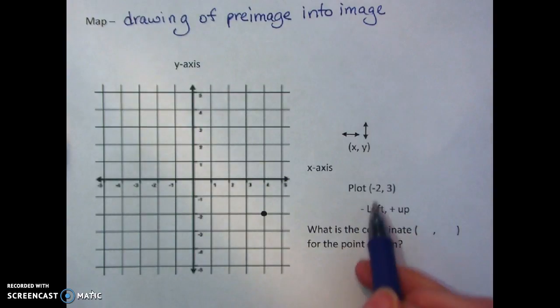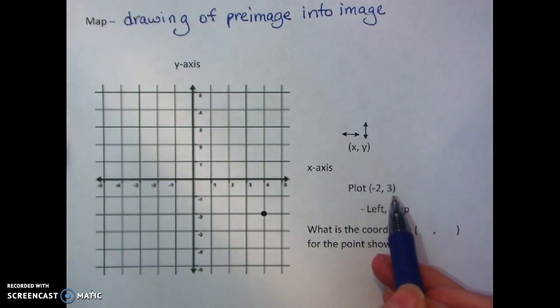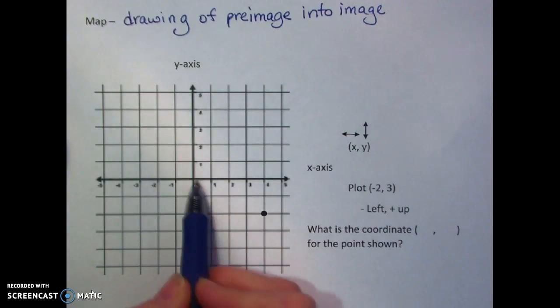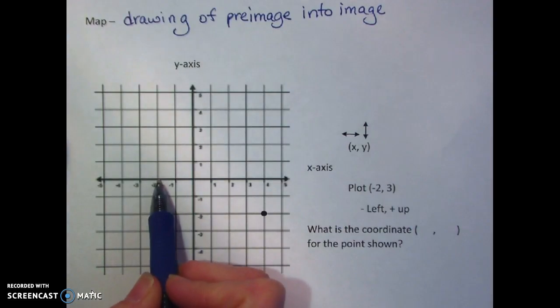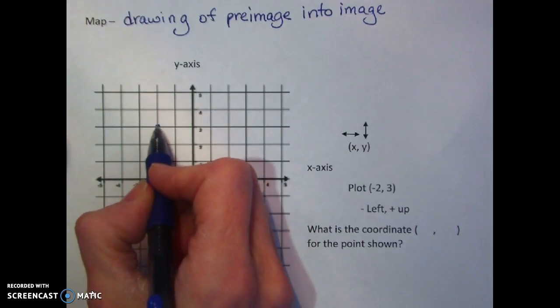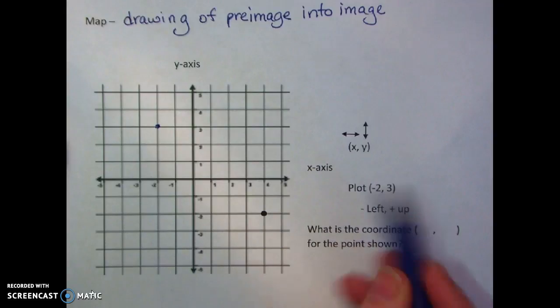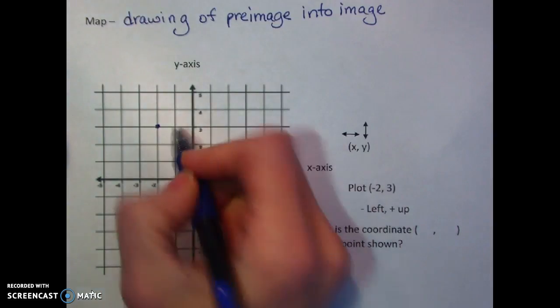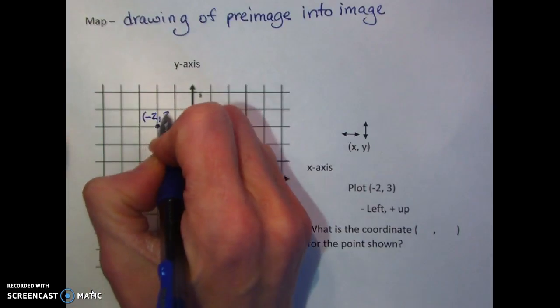So if we are plotting the point -2, 3, that means we are going to go in the left or right direction -2 and the up or down direction +3. So -2 would mean left 2, +3 would mean up 3, so this would be our -2, 3 coordinate.